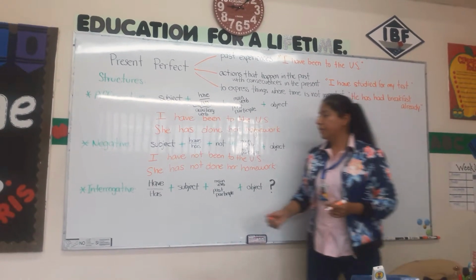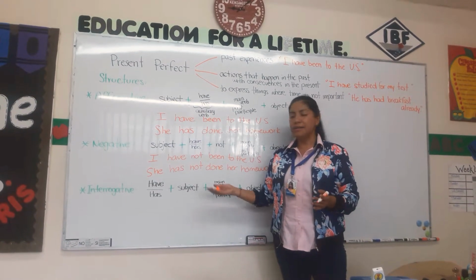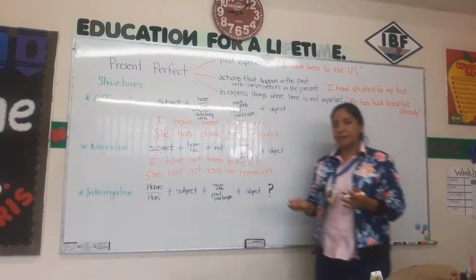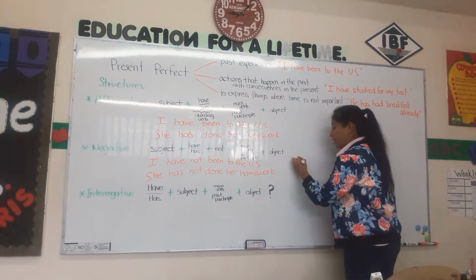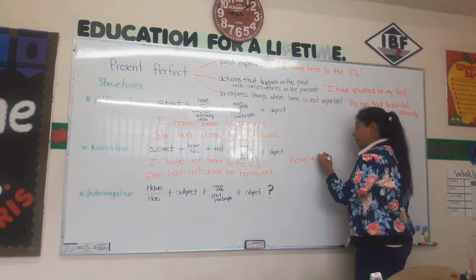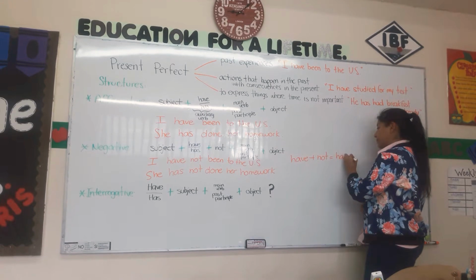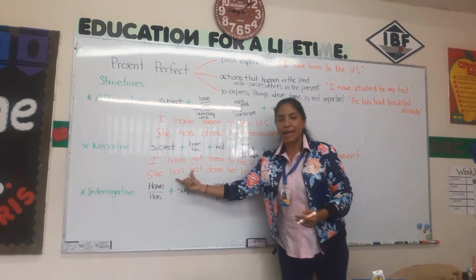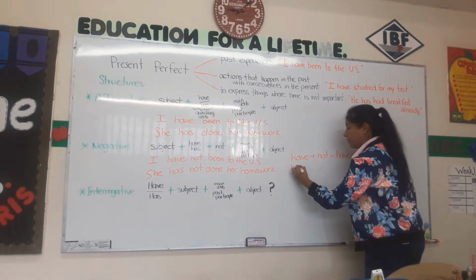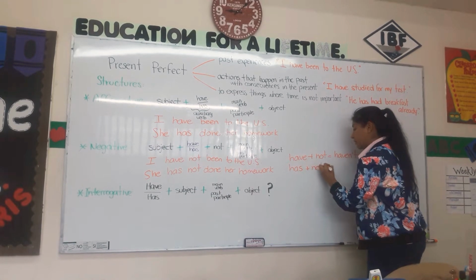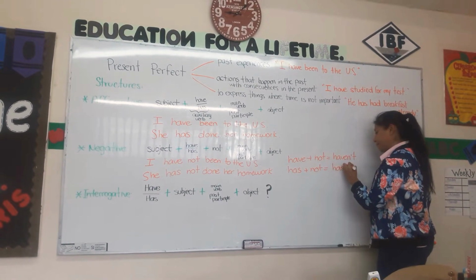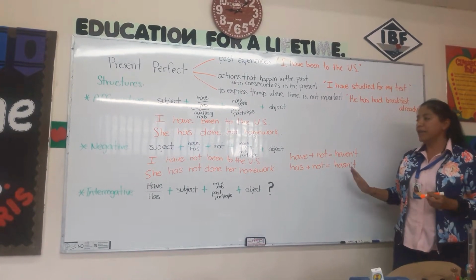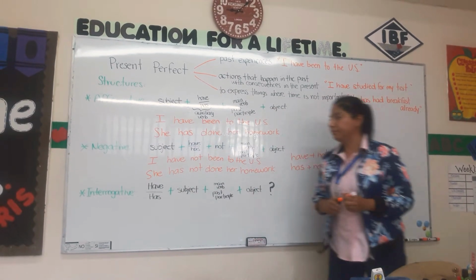But what happened here? Remember that there are contractions. This is to speak a little faster. The contraction for have not is haven't. Have plus not, haven't. Remember? And then the contraction for has not is hasn't. So we can use the contraction instead of these two words.